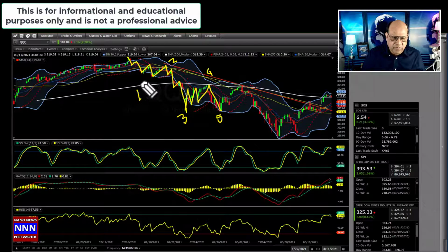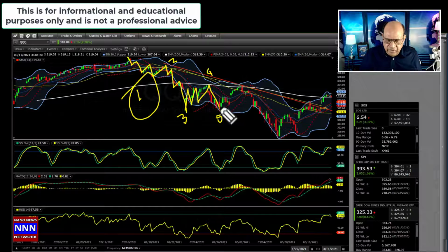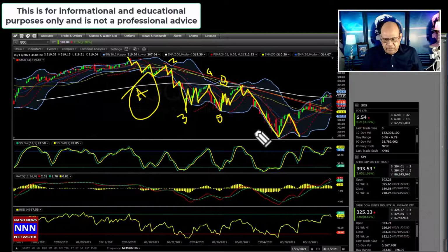So this is wave number 1. All right. Now this is A, B, C, and C. So this was A. So this was B. Now we have the C, which is similar to this one. So then we have 1, 2, 3, 4, 5. So that is the correction.